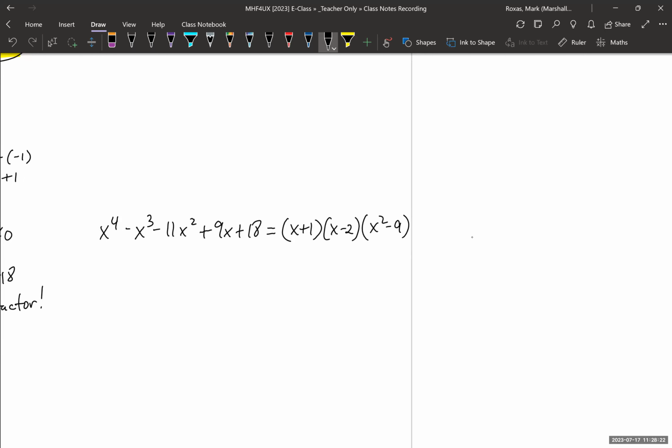And with quadratics, you don't have to do another synthetic division, but if you can factor x squared minus 9, we can recognize that's a difference of squares. We could further factor that as x plus 1, x minus 2, and then x plus 3 times x minus 3. That's your difference of squares formula, if you recall from previous years. So there's our fully factored form of our polynomial here.